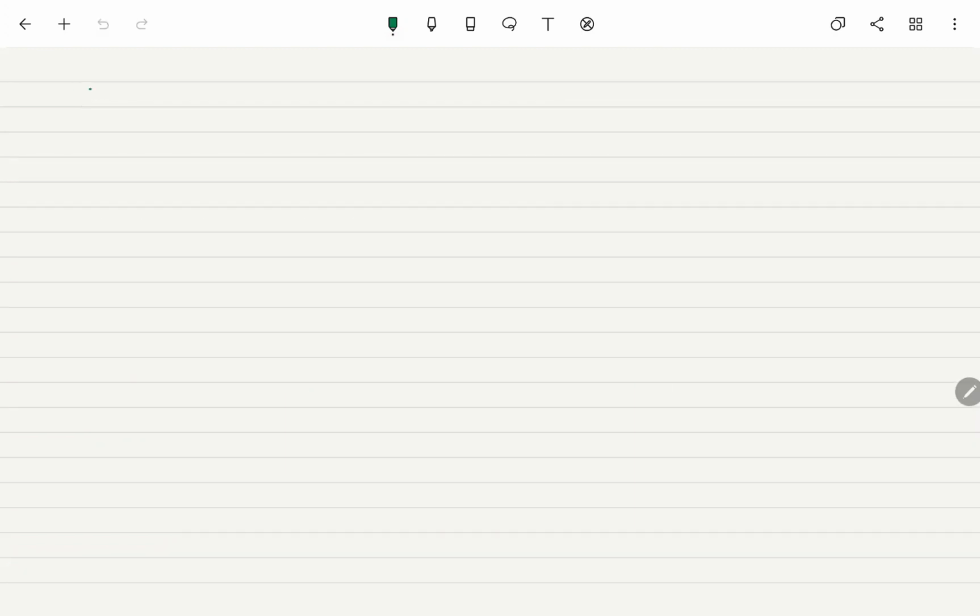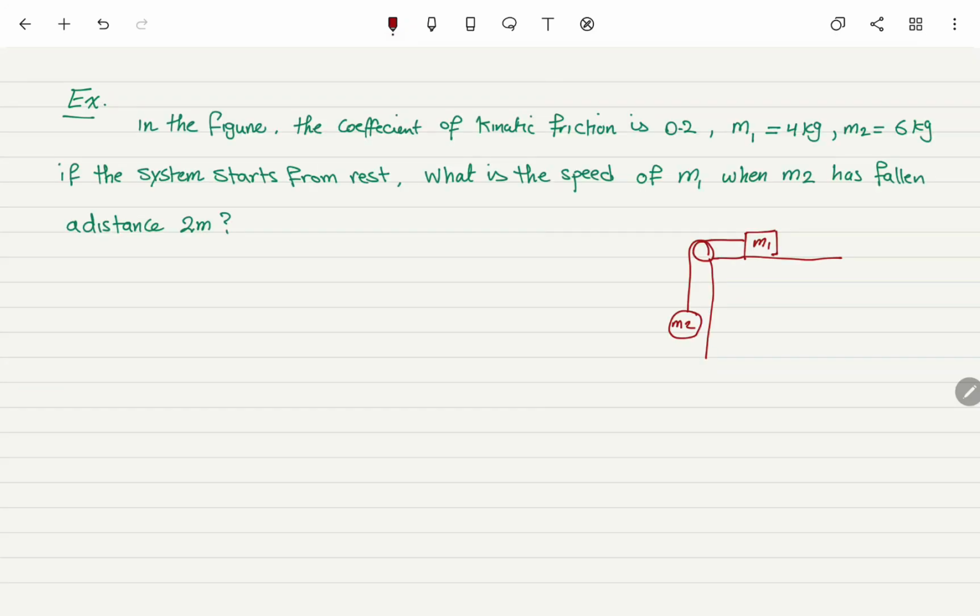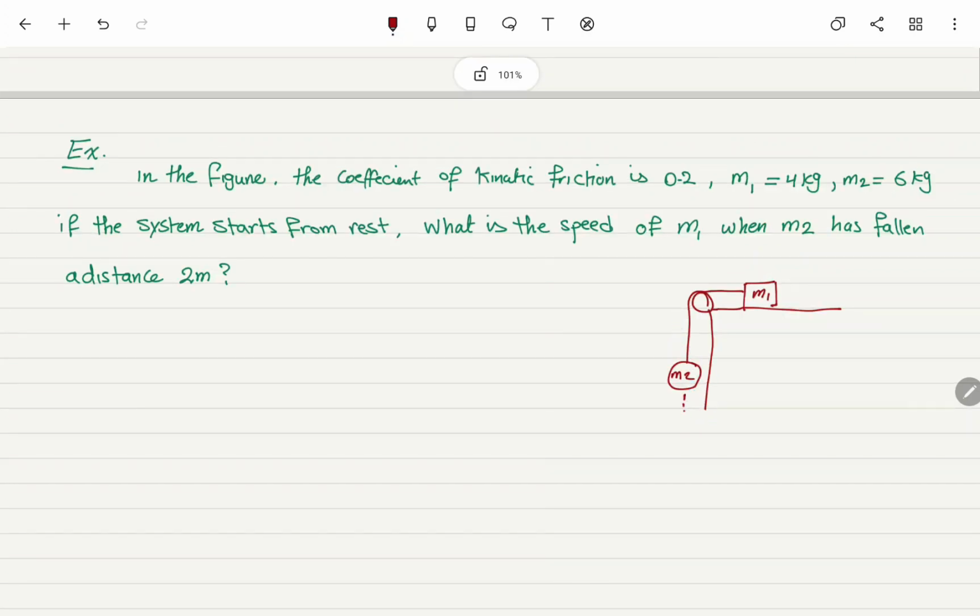One more case example. In this situation, the coefficient of kinetic friction is 0.2. M1, this one here, equals 4 kilograms and M2 equals 6 kilograms. If the system starts from rest, what is the speed of M1 when M2 has fallen a distance of 2 meters? So if M2 here falls 2 meters.